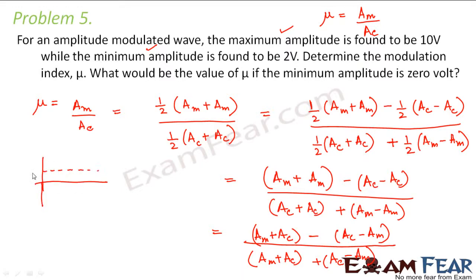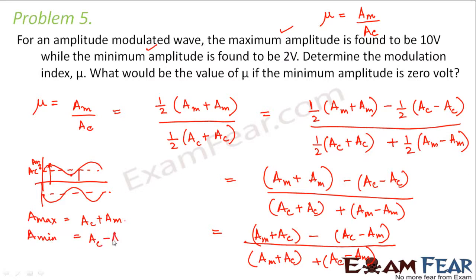So this is AC and this is how it gets modulated, right? And what is this? This distance is AM. So when I talk about the maximum amplitude, what is this maximum amplitude? So A max is AC plus AM. And what is this minimum amplitude? This is AC minus AM. So A minimum is AC minus AM.